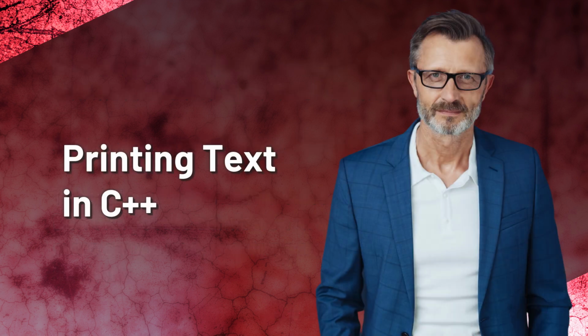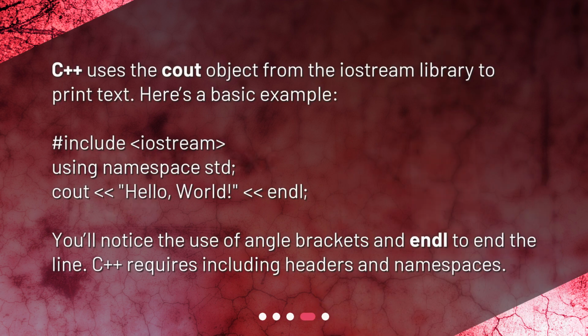Printing text in C++. C++ uses the cout object from the iostream library to print text. cout << "Hello, World!" << endl; You'll notice the use of angle brackets and endl to end the line. C++ requires including headers and namespaces.